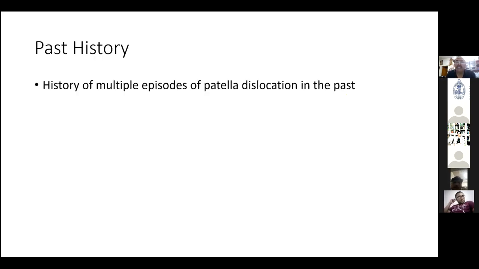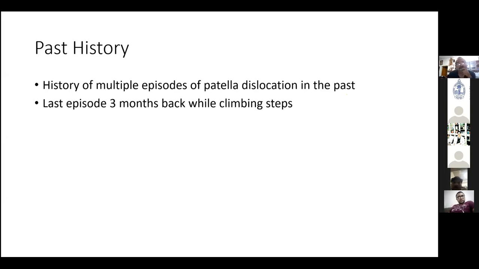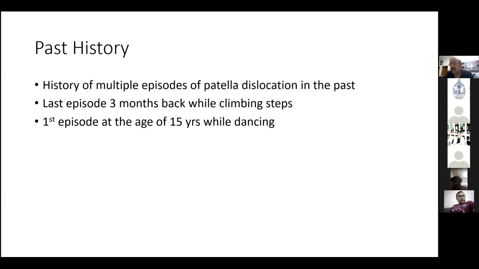Knee. So past history, she gives history of multiple episodes of patellar dislocation in the past. And the last episode was 3 months back while climbing steps. First episode, usually what is the age group of this recurrent dislocation of patella patients? Second decade, mostly. Yeah, mostly in the middle part of the second decade. Same thing, 13 to 17 type.